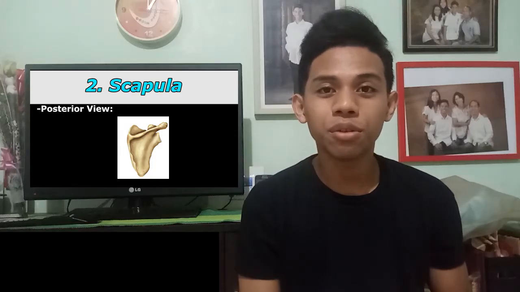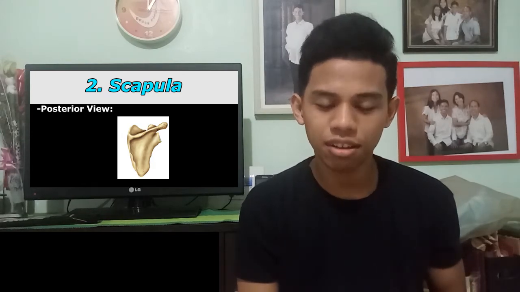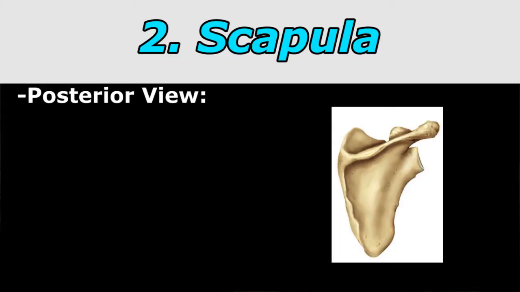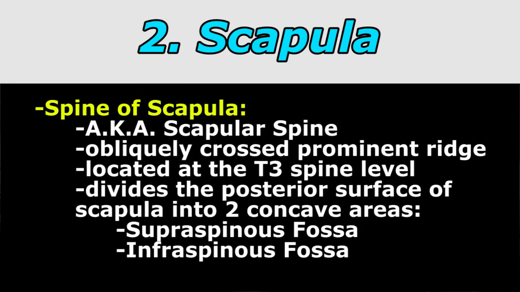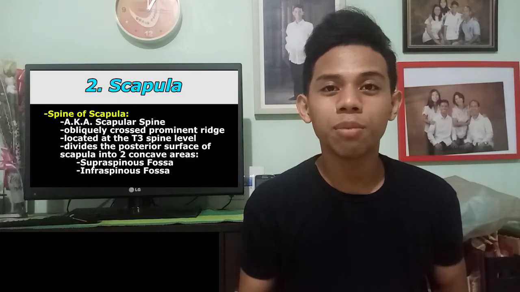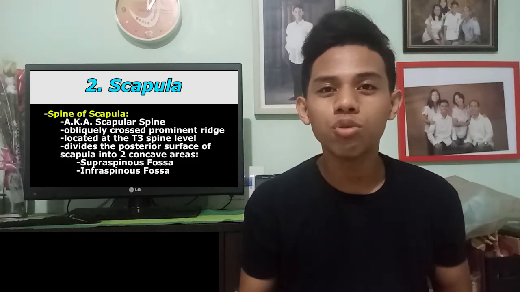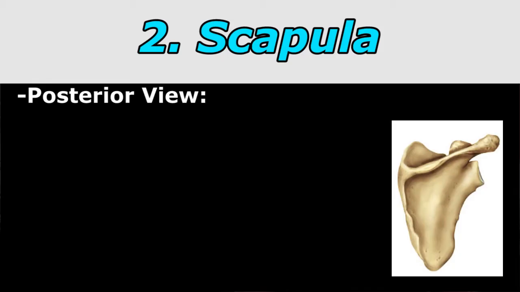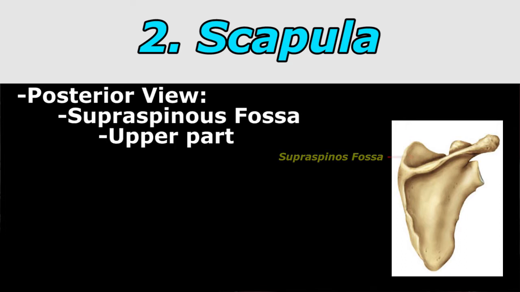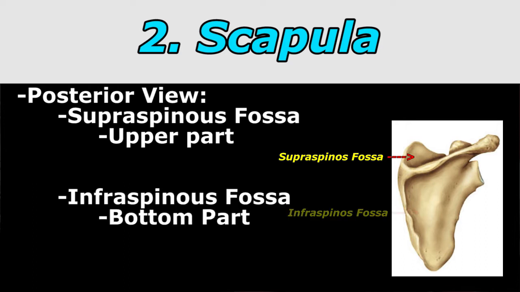Looking at the posterior view or the posterior surface of the scapula, you can see an obliquely crossed prominent ridge called the spine of the scapula or the scapular spine. The spine of the scapula is located at the T3 level, or the 3rd thoracic spine level of your body. Know that it serves as the division between 2 concave areas on the posterior surface of the scapula. The 2 concave areas divided by the scapular spine are first the supraspinous fossa, which is located on the upper part, and the infraspinous fossa, which is located below.